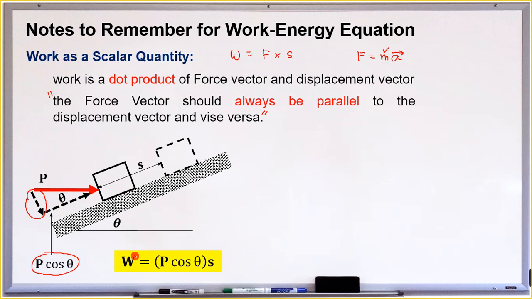That is why the formula for work again is the force, and that force is equal to P cosine theta. Since it agrees with our statement that it should be parallel to the displacement, we have P cosine theta and our displacement S. However, in this particular figure, it is not only limited to this formula.